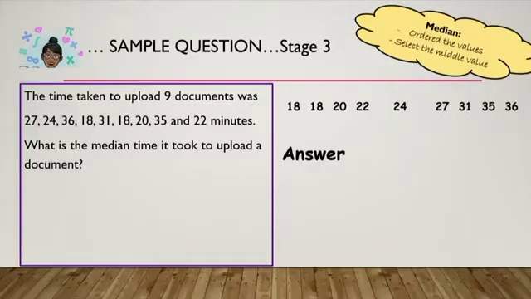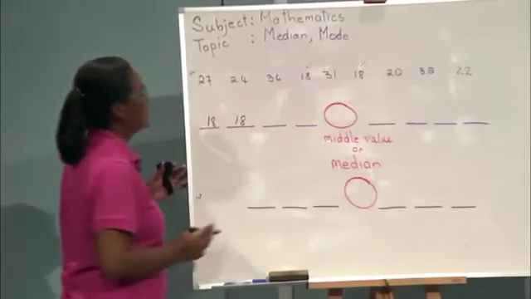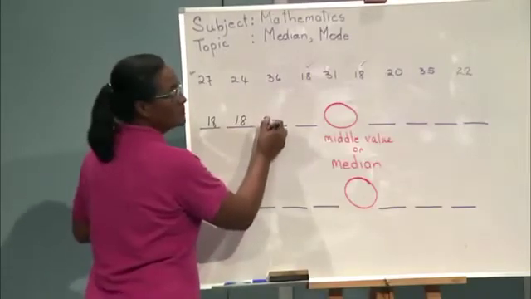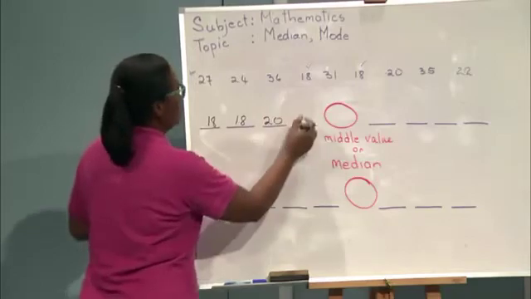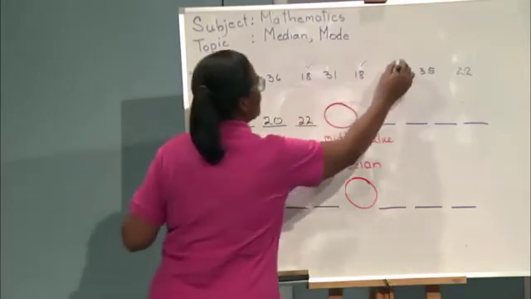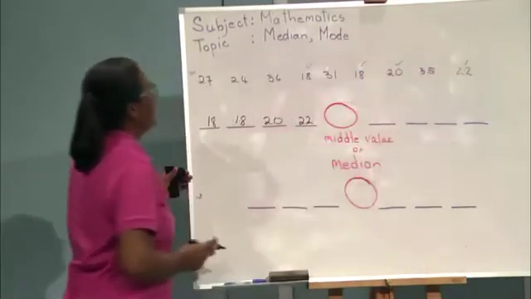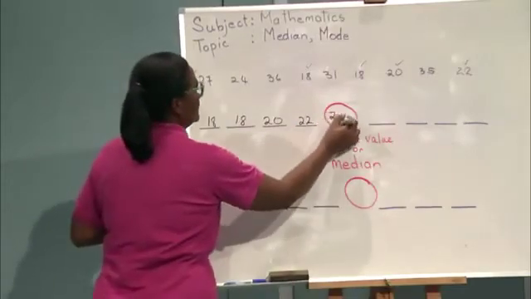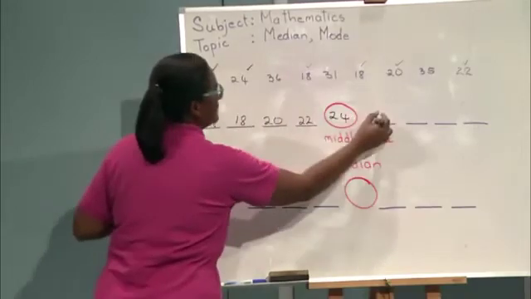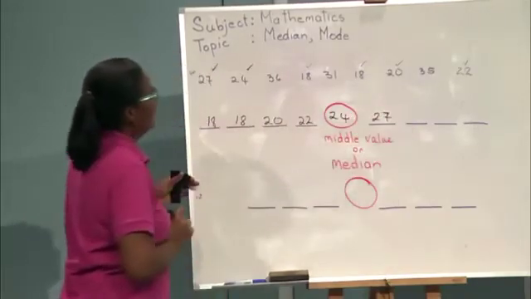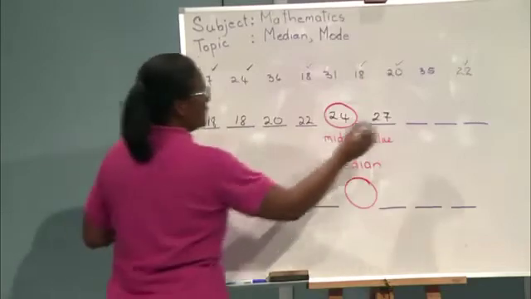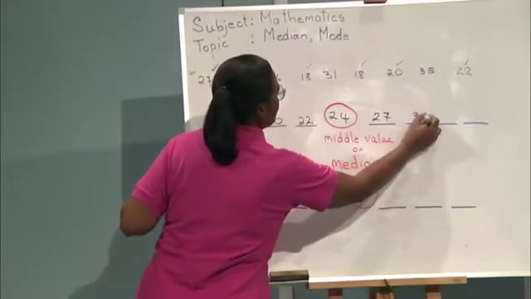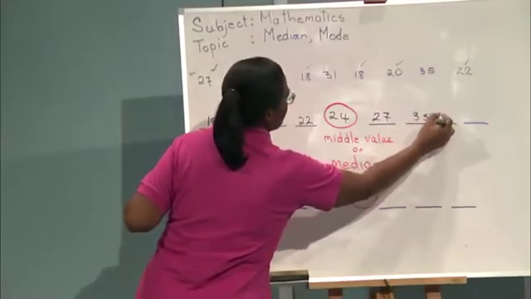So there were 2 18s, that's the lowest values. We'll tick them off as we go along. The next number would be, yes, 20. And then I see 22. So I'll tick off those just to make sure I don't go back. And then after that, looks like 24. And then 27. That leaves 36 and 35, so I'll put 35 first. 36.